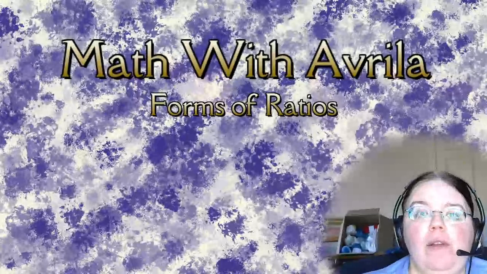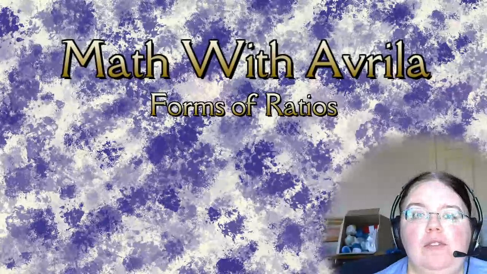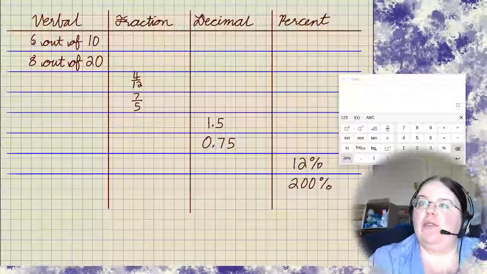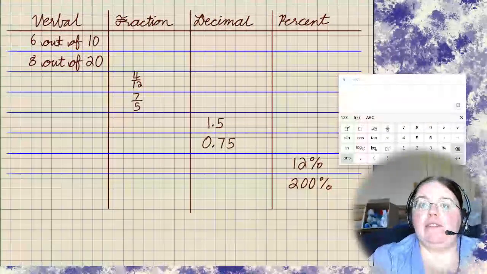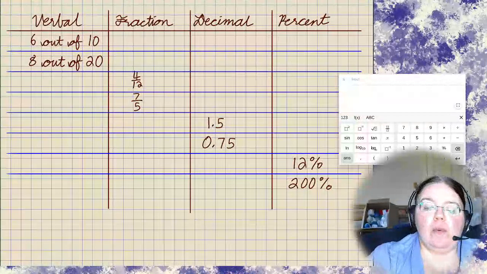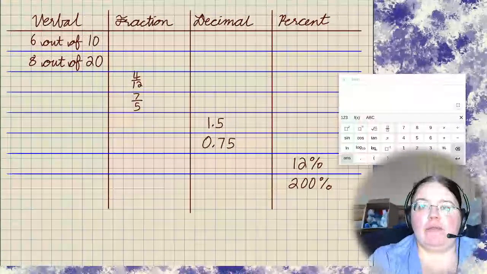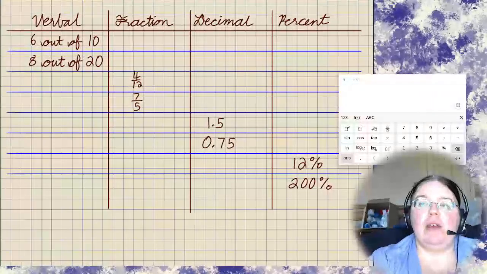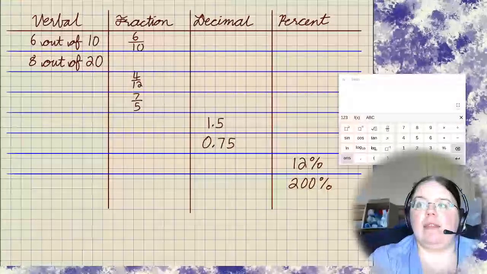In this video, we are looking at different forms we can use to express ratios. So I've got some ratios here. For example, 6 out of 10 is a verbal form for a ratio. Well, when we want to express that as a fraction, we can think about that as a part out of whole relationship. So 6 out of 10 is the same as 6/10.